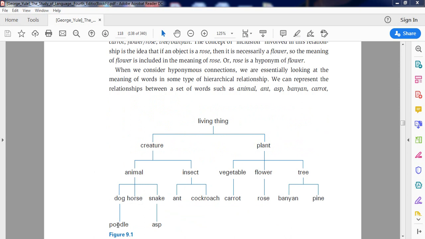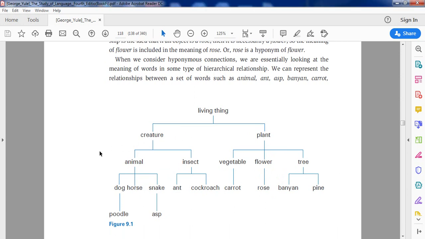For example, poodle is one type of dog. Dog, horse, and snake are types of animals. Ant and cockroach are types of insects. Animals and insects are types of creatures. So this is a hierarchical relation between words, where the meaning of one form is included in the meaning of another. This is hyponymy. You can just have a look at this figure and you'll figure out the meaning of hyponymy.